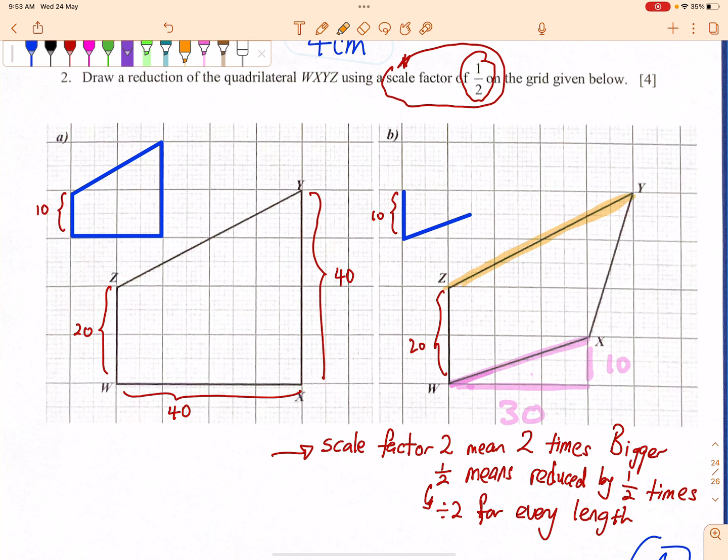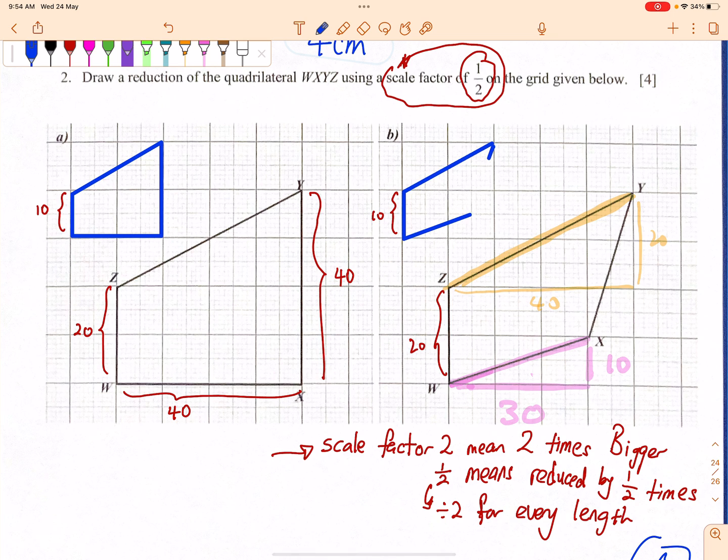I can understand it as there are 40 squares. So if I divide by 2, I'll have only 20 squares to the right. And I have 20 squares up. If I divide by 2, I only have 10 squares, which means I can have 20 squares to the right and 10 squares up, right? So this will be my new point.